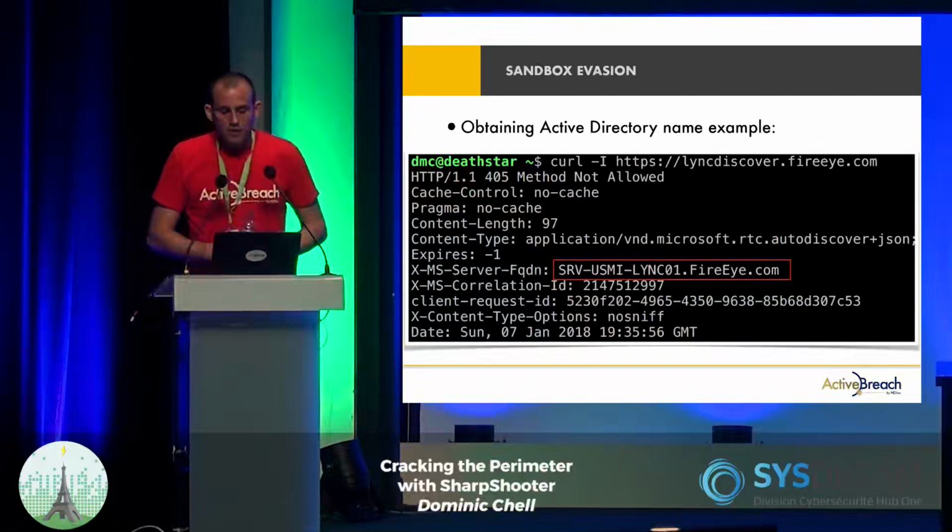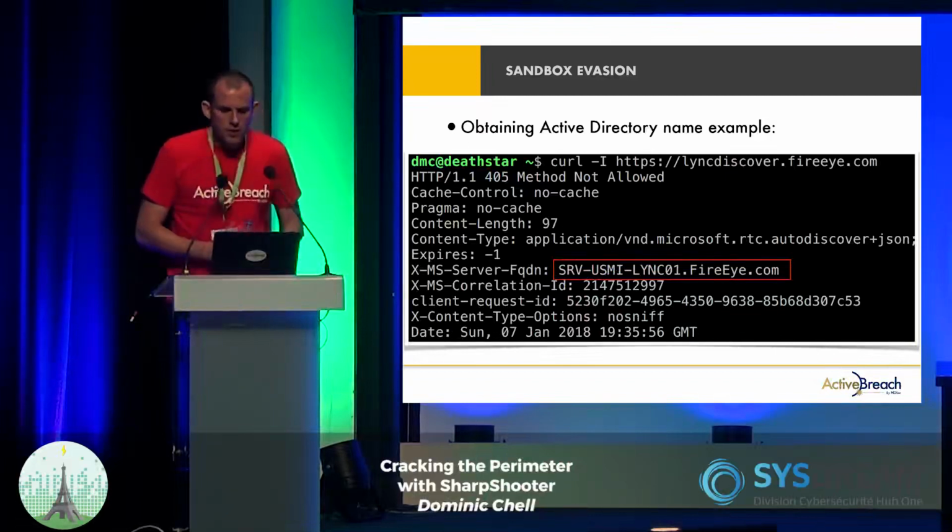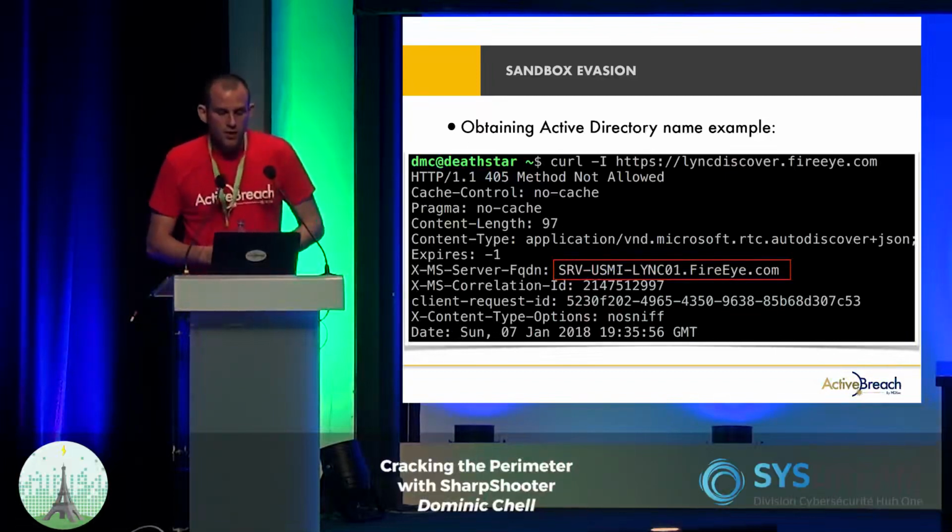So let's say we want to figure out the internal Active Directory name of a company in advance. Well, there are a few different tricks you can use to do this. The one we've had a good amount of success with is targeting Skype for Business deployments. If a company is using Skype for Business as their edge server, which a lot of companies do, you can retrieve the fully qualified domain name from that host from one of the headers just by querying it.